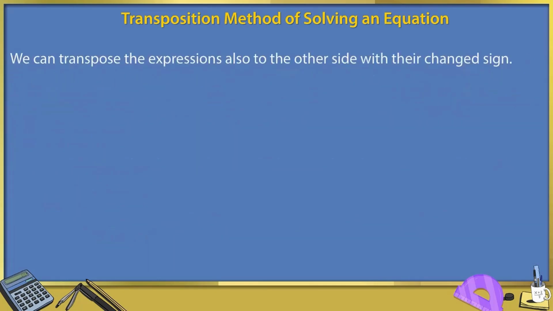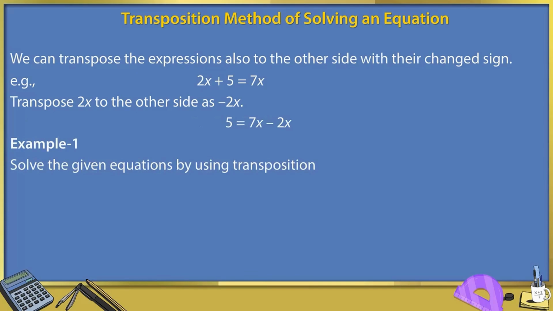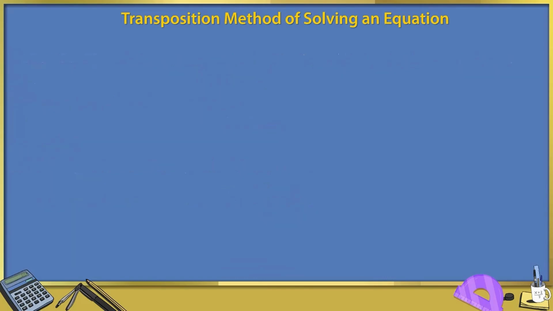We can transpose the expressions also to the other side with their changed sign. Example, 2x plus 5 is equal to 7x. Transpose 2x to the other side as minus 2x. 5 is equal to 7x minus 2x. Example 1. Solve the given equation by using transposition. A. 12p plus 5 is equal to 25. B. 2y plus 5 by 2 is equal to 37 by 2.